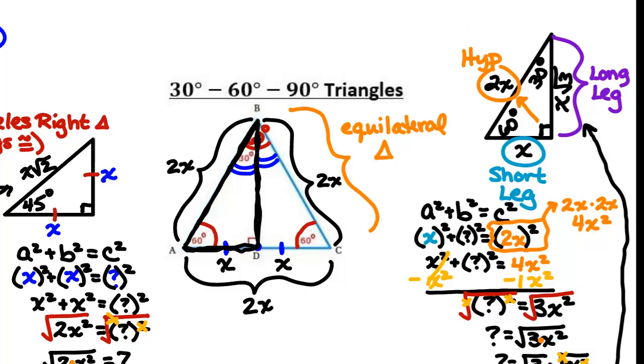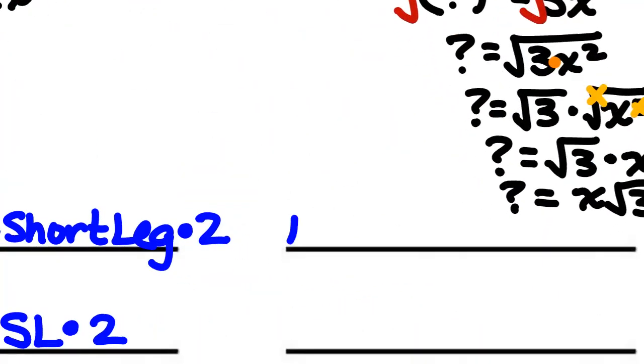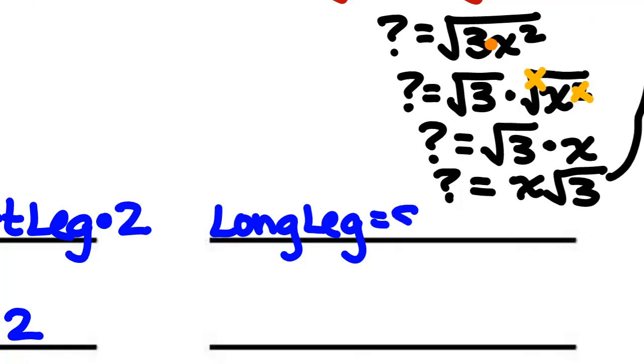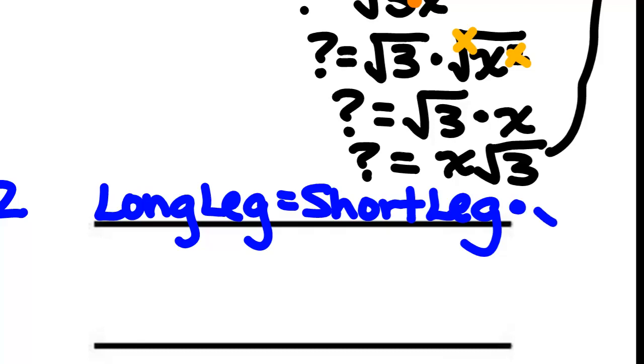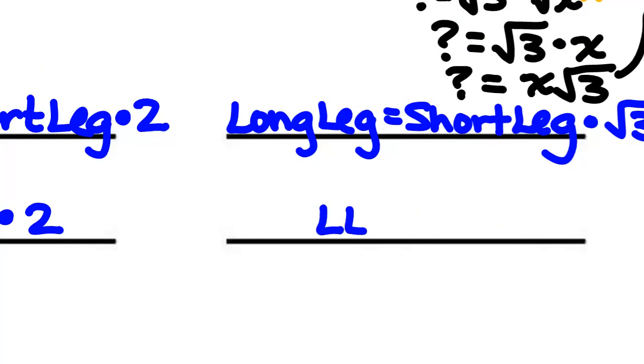So then the relationship between my short leg and my long leg is that the long leg, let's see if I can fit this in here. Long leg is equal to the short leg times the square root of 3. Or LL for long leg equals SL for short leg times the square root of 3.